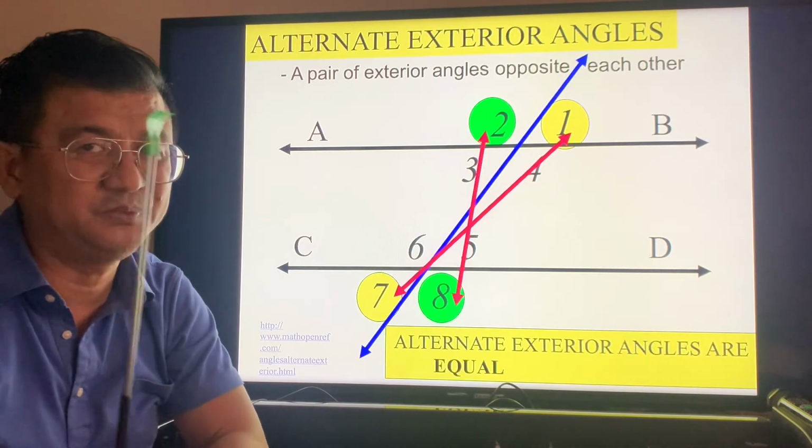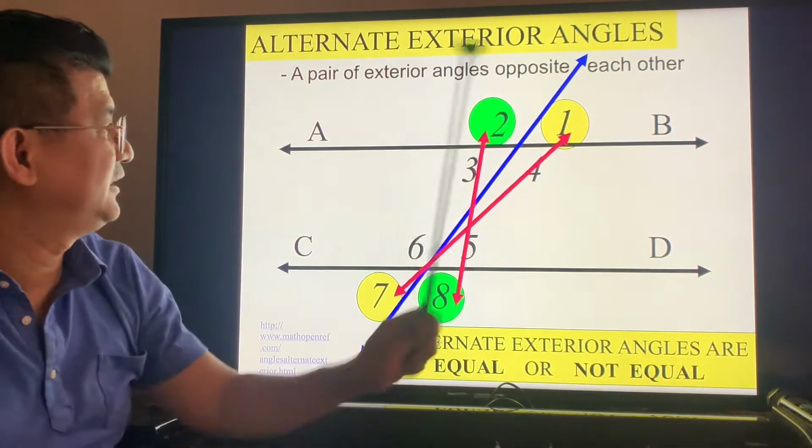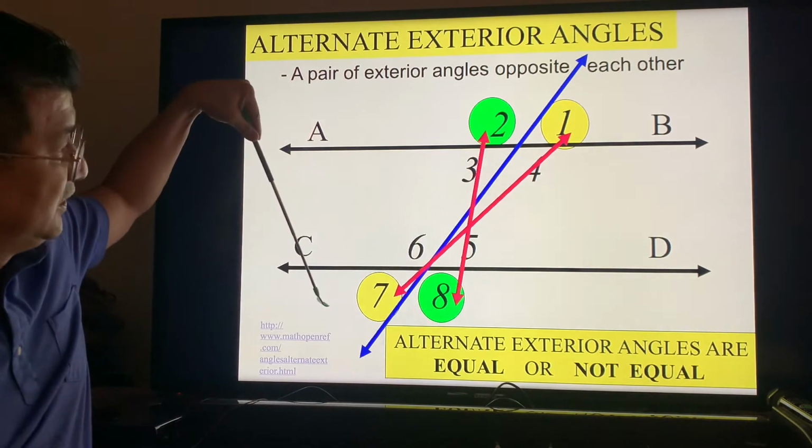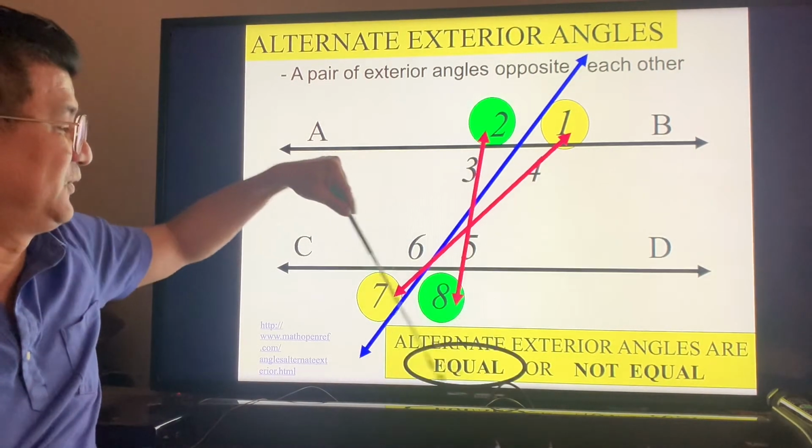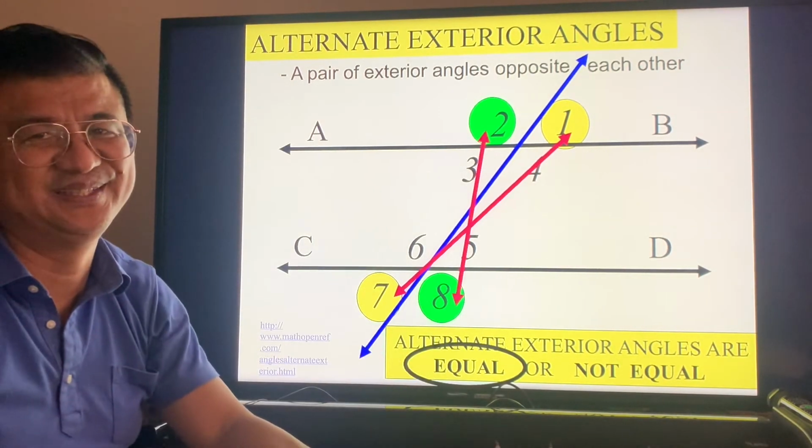Check out the relationship. Are they going to be equal or not? If you're at 30 degrees, you're also 30 degrees. Therefore, they are equal to each other.